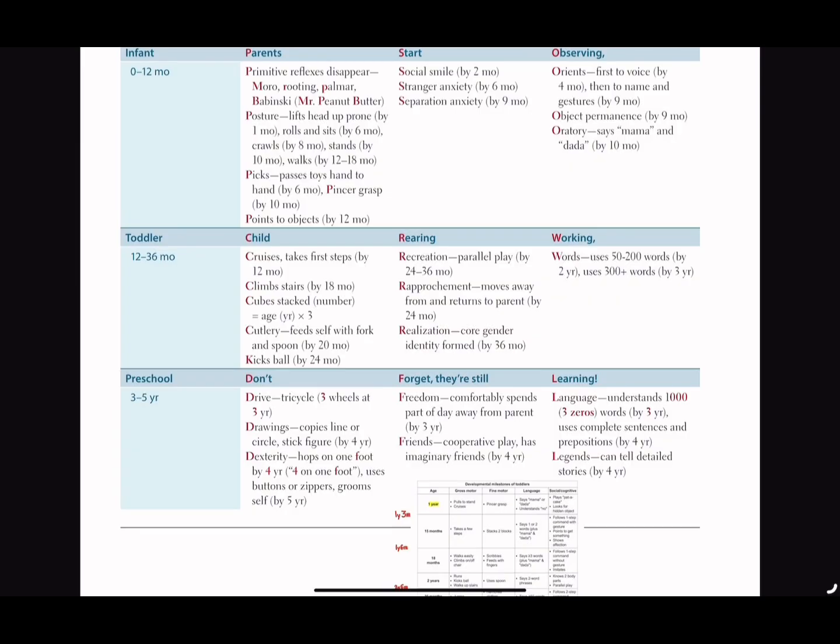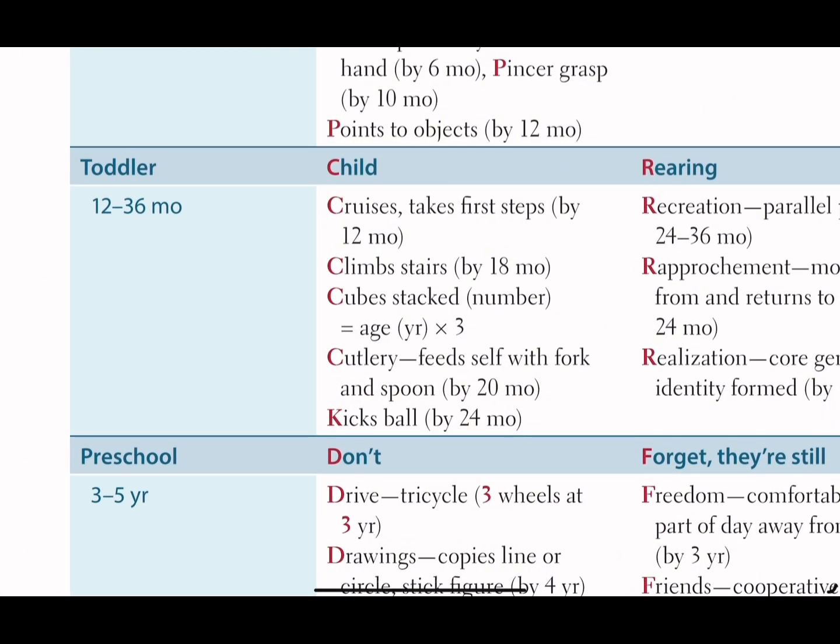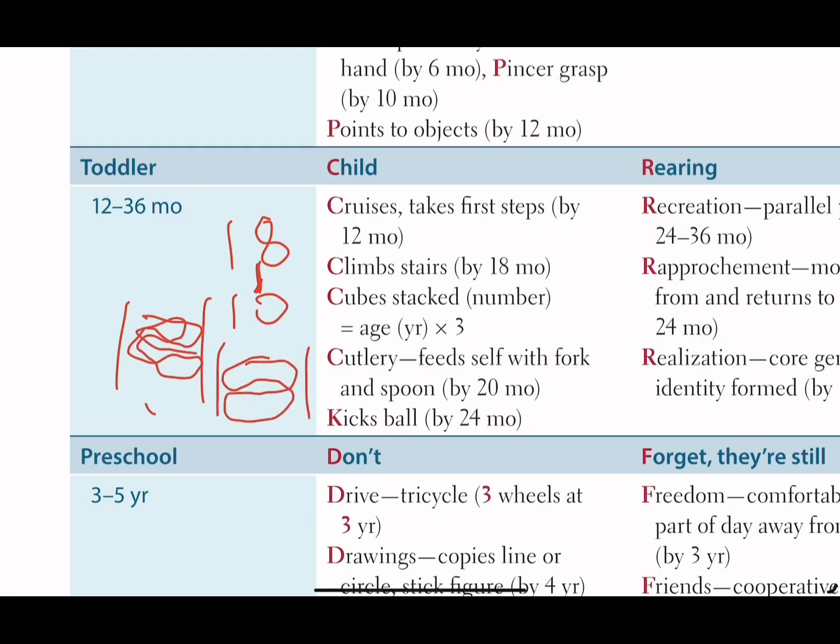Cruises and takes first steps by 12. As we said, 18 is walking, 10 is standing, so between them is the first step, so that's 12. Climb stairs, we said 18, that's 8, it's like a stair. 18 stairs. Cubes, so cubes is multiplied by 3.